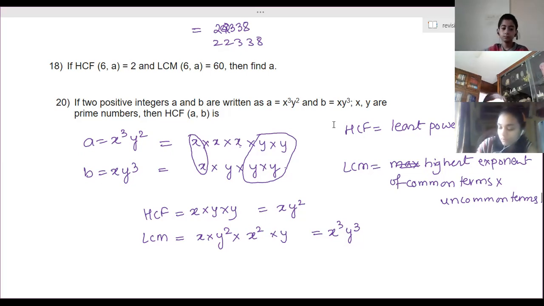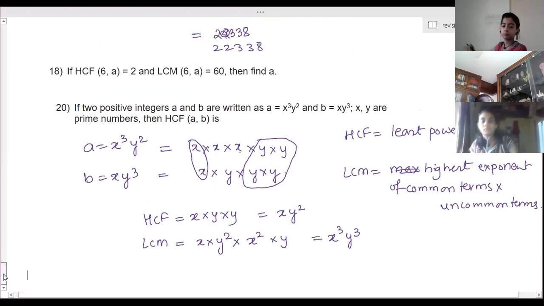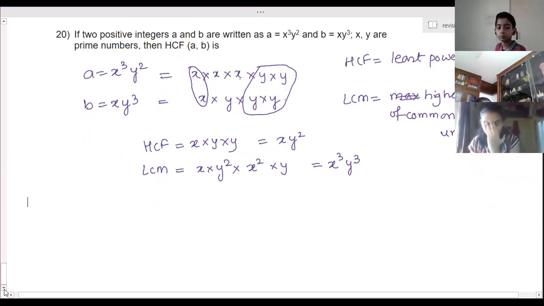And for LCM, for the same numbers, we take the highest exponent. X cube and x, which is highest? X cube. And y square and y cube, highest value? Y cube. So LCM is x cube y cube. Got it? Yes, ma'am. So write down this. These are 1 markers. They asked this for 1 mark.